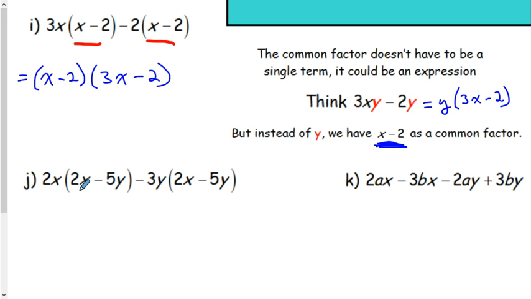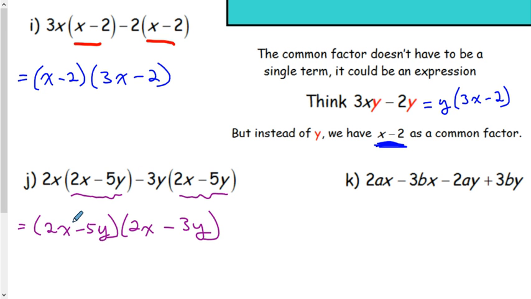So I notice that in each of these I've got a 2x minus 5 and a 2x minus 5. So both of them have a 2x minus 5. I can actually factor out that whole chunk, the whole thing. Sorry, 2x minus 5y, I should have said. 2x minus 5y, I'm going to factor out that whole piece. What's left over for my first term? 2x is left over when I divide that out. What's left over for my second term? Negative 3y is left over for my second term. So I factored out that entire chunk.